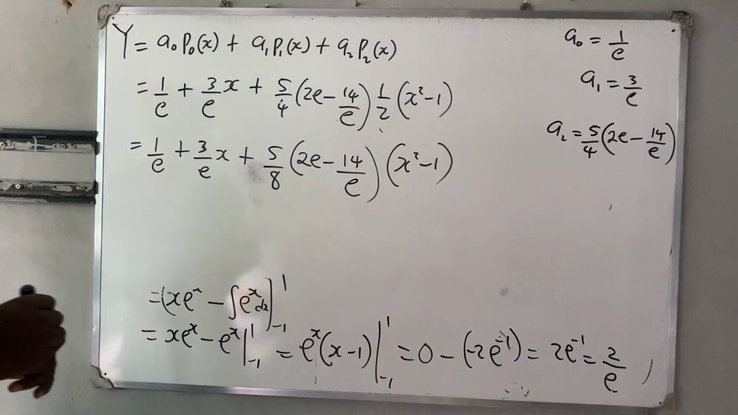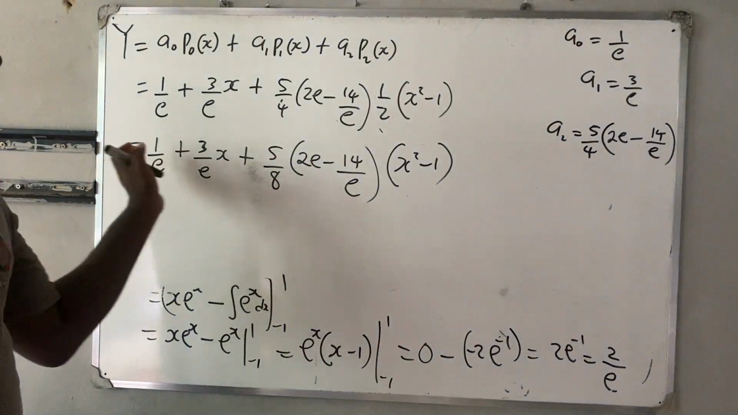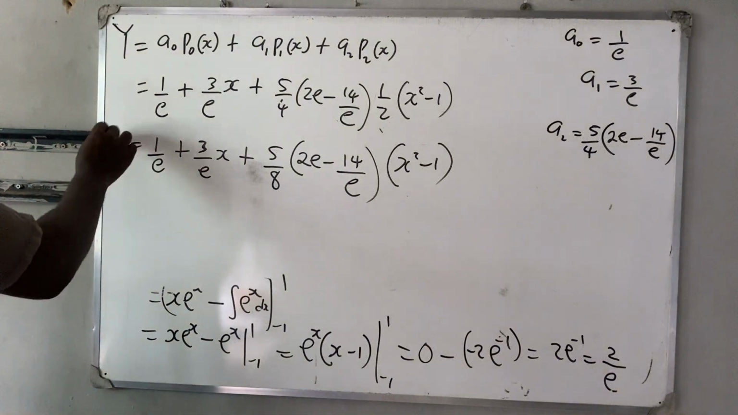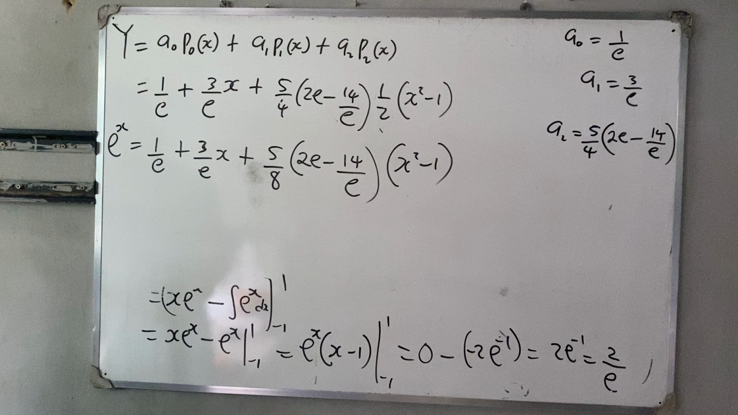So you can now either leave it like this or get the value of exponential, since you know it, and put it here. That becomes your expansion, the approximation of e raised power x.